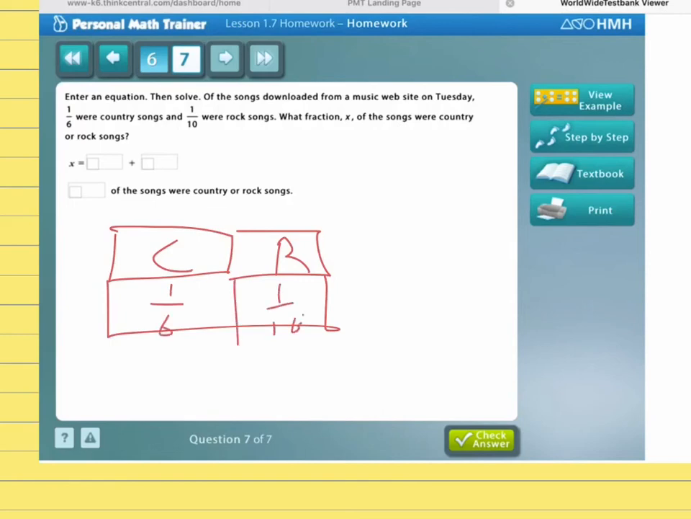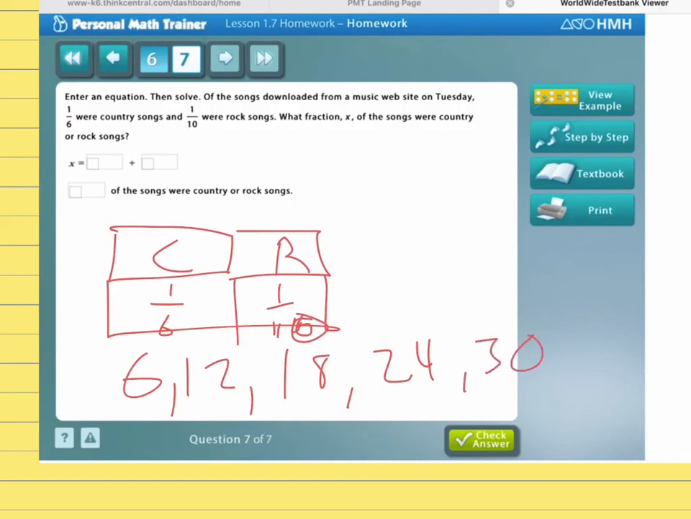You can see that those are unlike fractions, so we need to find equivalent fractions between sixths and tenths. You can do it by doing the multiples of 6: 6, 12, 18, 24, 30, 36. Let me write those down. 6, 12, 18, 24, and 30. And then you know that 10 is going to be 10, 20, and 30. So your lowest common denominator is going to be 30. So I'm going to change these into 30ths.